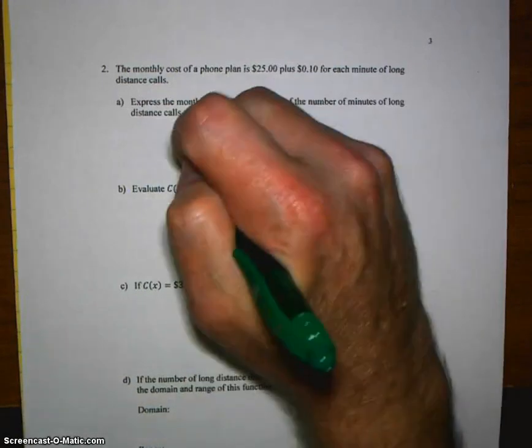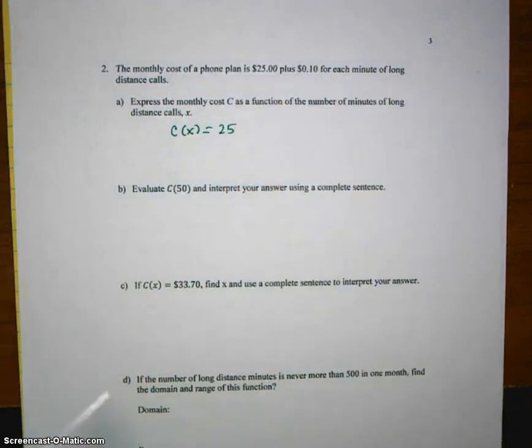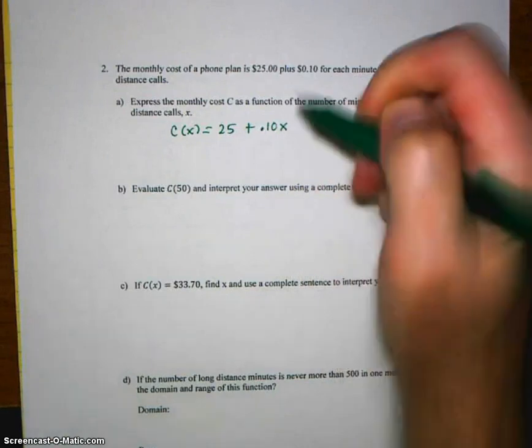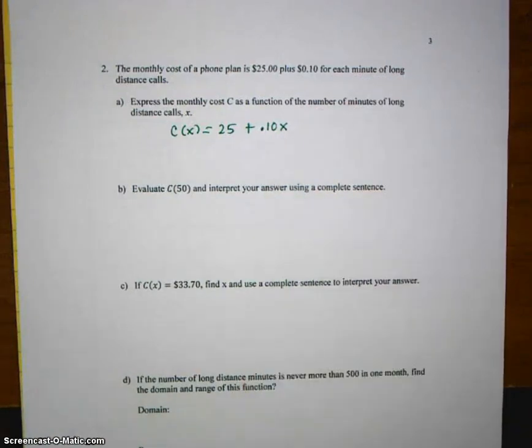Alright, so C of x: you pay $25 even if you don't make any calls at all. And then once you start making calls, you pay an extra 10 cents per minute. So per means multiply, so 0.10x.